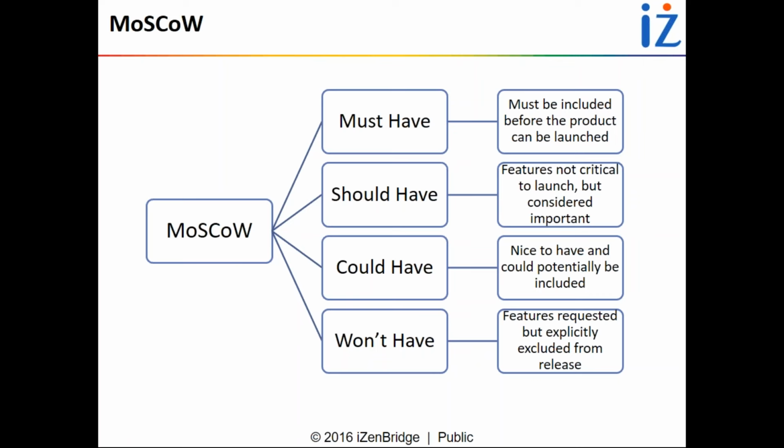Could have requirements. These are the luxury features and nice to have. And if you have the time and money, you can implement could have requirements. Won't have requirements. These features are really not required and they are not valued so much that you invest your money and time. So, a feature requested but explicitly excluded from the release. You have considered those features, but after working with the stakeholders, you decide that these features are not required for your solution.